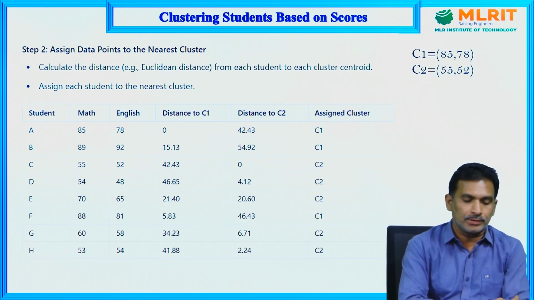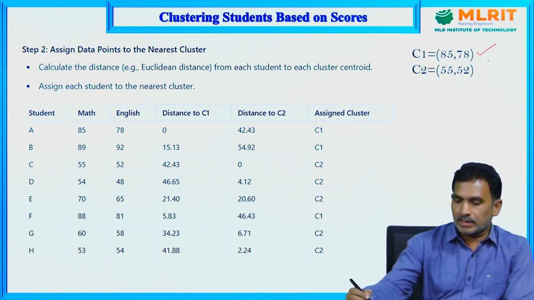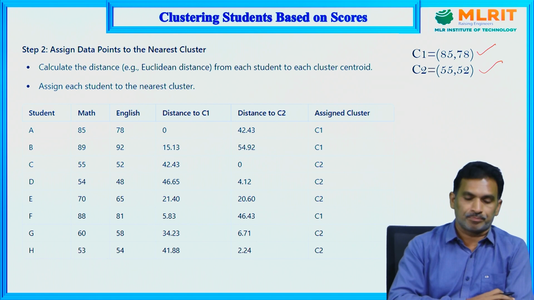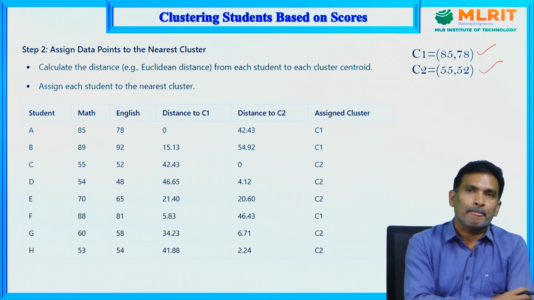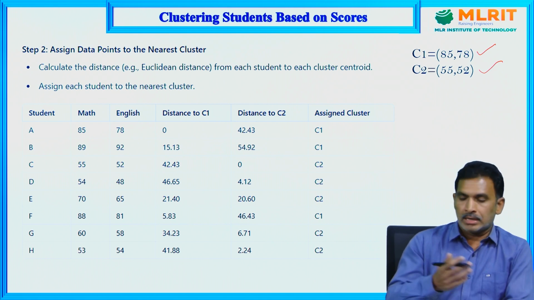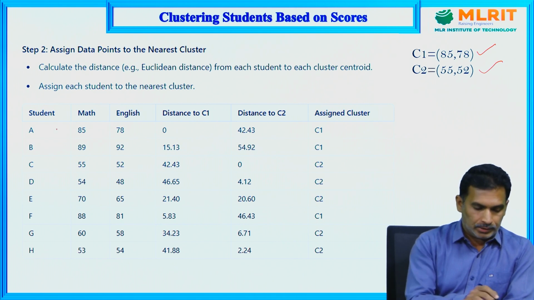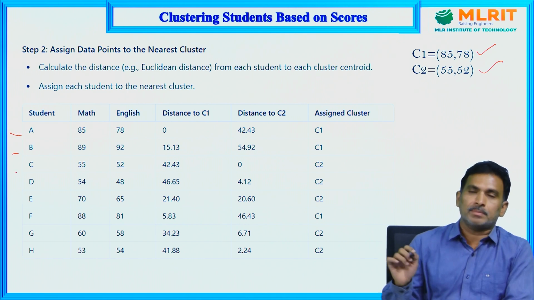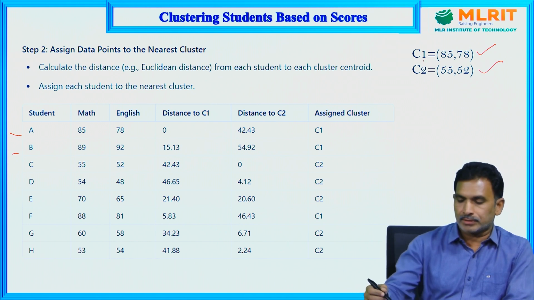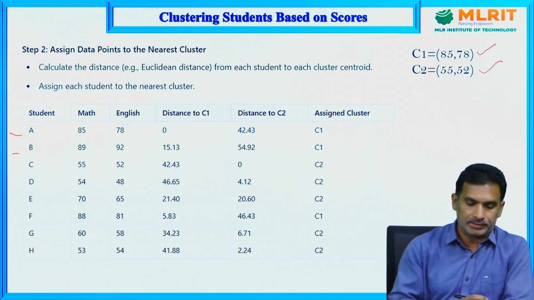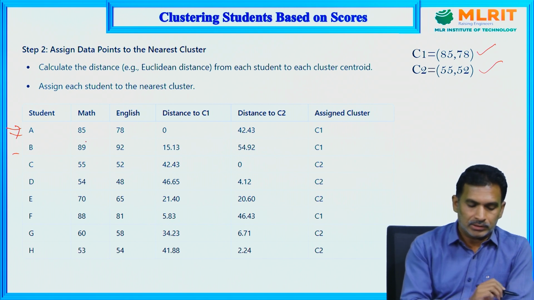We have to assign the data points to the nearest cluster. That means these are the clusters we have randomly selected, and we have to find out the distance. Nearest in the sense that we will measure the distance. We use distance measures like Euclidean distance to measure how far the data point is from the cluster. Each tuple represents a data point. For each data point we have to find out the distance to both clusters, C1 and C2. For example, take the first data point, student A, whose maths score is 85.